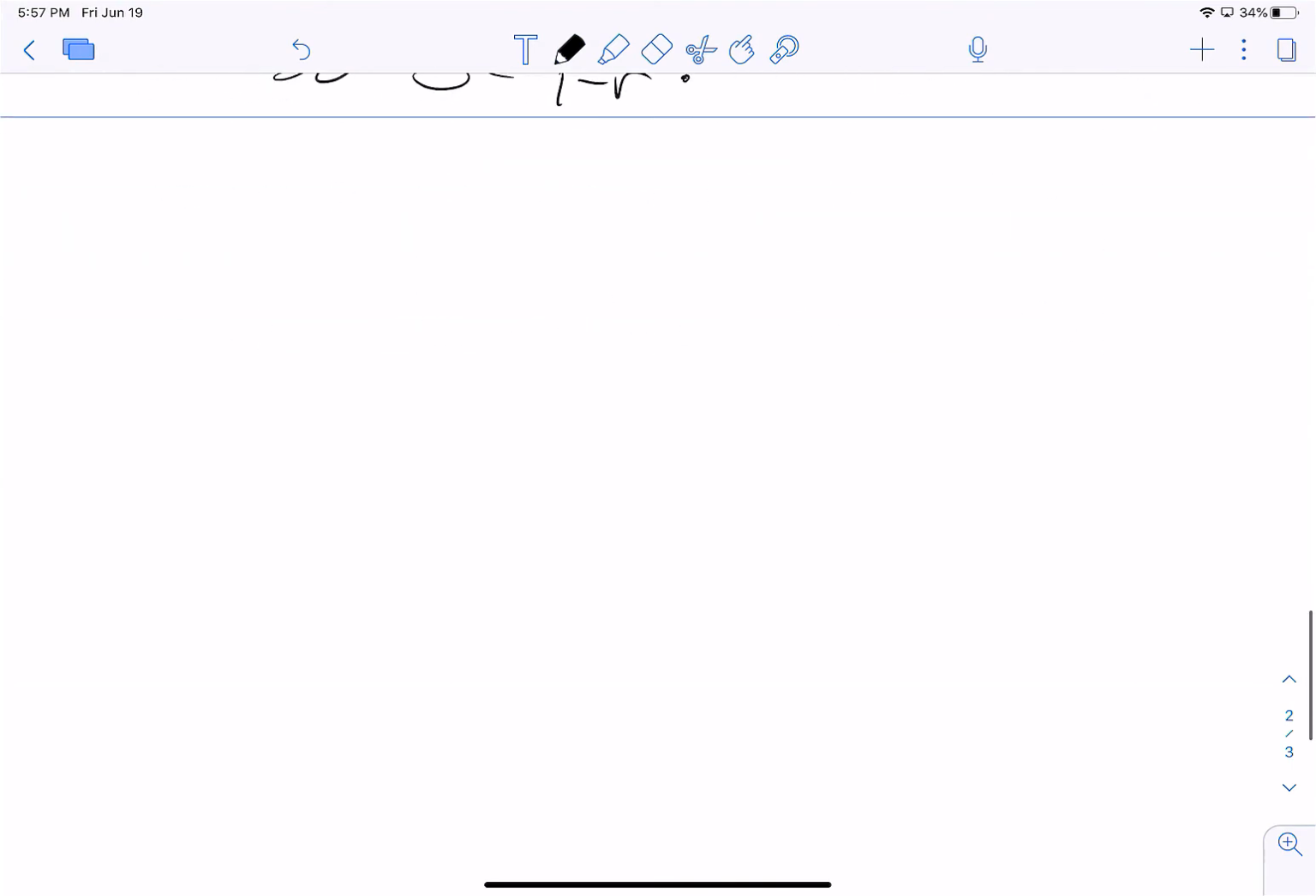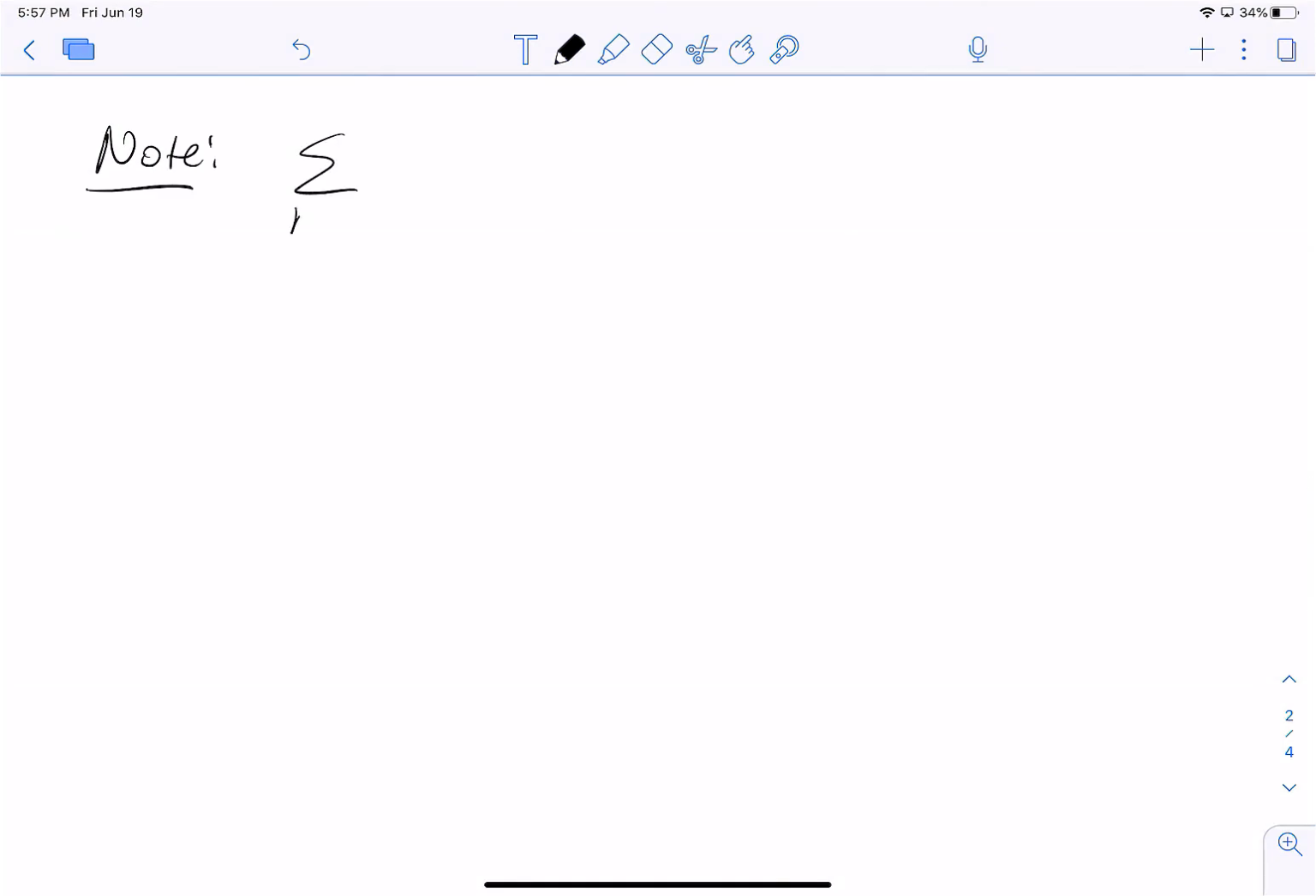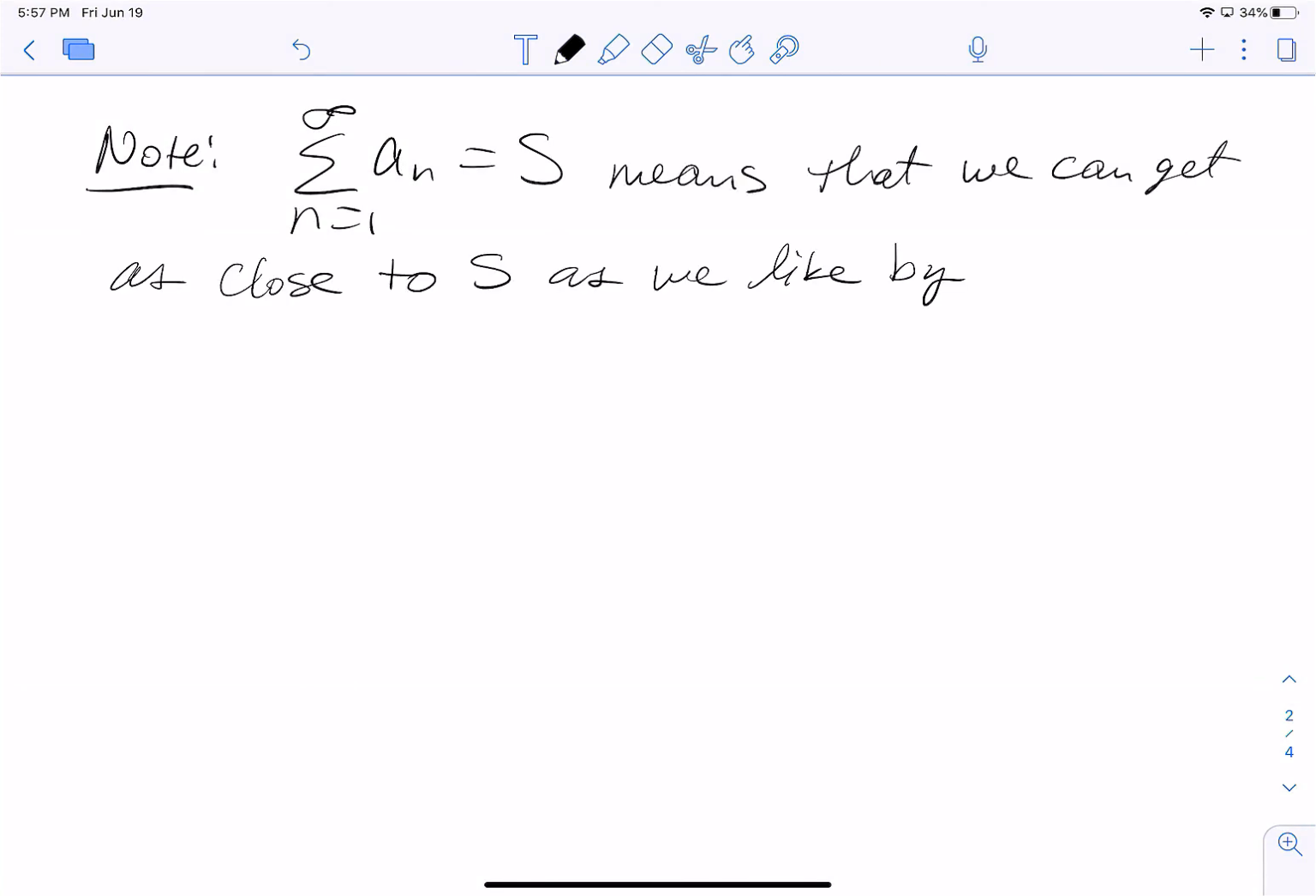A final note here. Saying that the sum as n goes from 1 to infinity of a sub n is equal to S means that we can get as close to S as we want by simply adding enough terms.